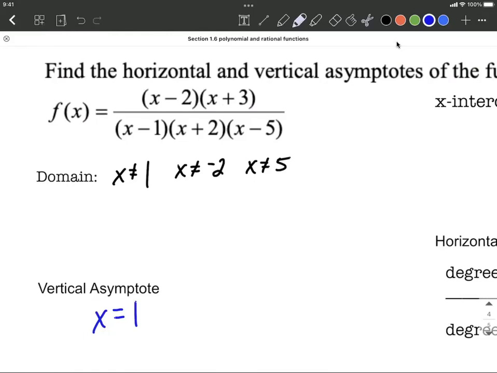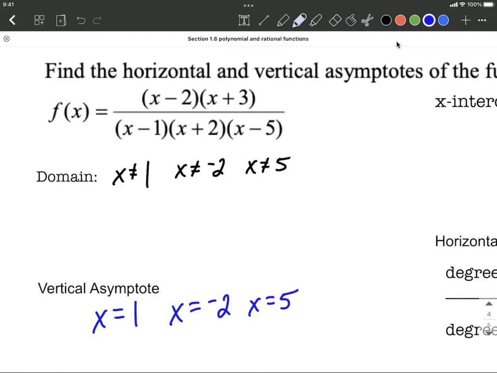What about -2? It makes the denominator equal 0 for this factor. If I put -2 minus 2, that's -4. That's not 0. -2 plus 3 is not 0 either. So that means that also goes as a vertical asymptote. And then finally 5. 5 makes this factor equal 0 in the denominator. It doesn't make this factor equal 0. 5 minus 2 is not 0. 5 plus 3 is not 0. So it also is a vertical asymptote. So all three of them are vertical asymptotes.